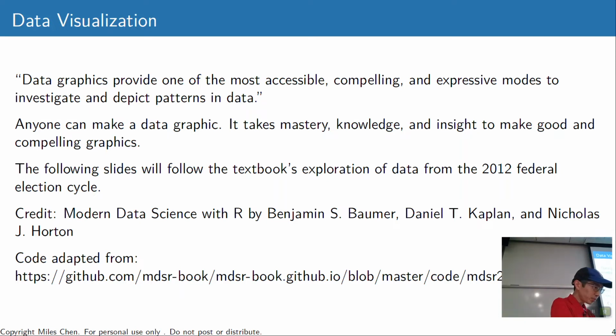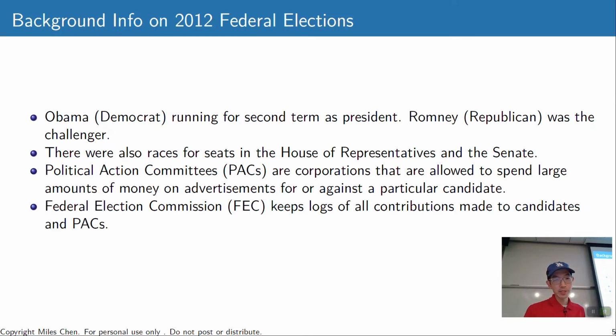And so I'm using examples straight from our textbook. We're looking at the 2012 federal election cycle, okay? So this is 10 years ago now? I don't know if you remember what life was like 10 years ago, okay? But 2012 was a year of a presidential election, and Obama was president, running for a second term, and Mitt Romney was the challenger at that time.